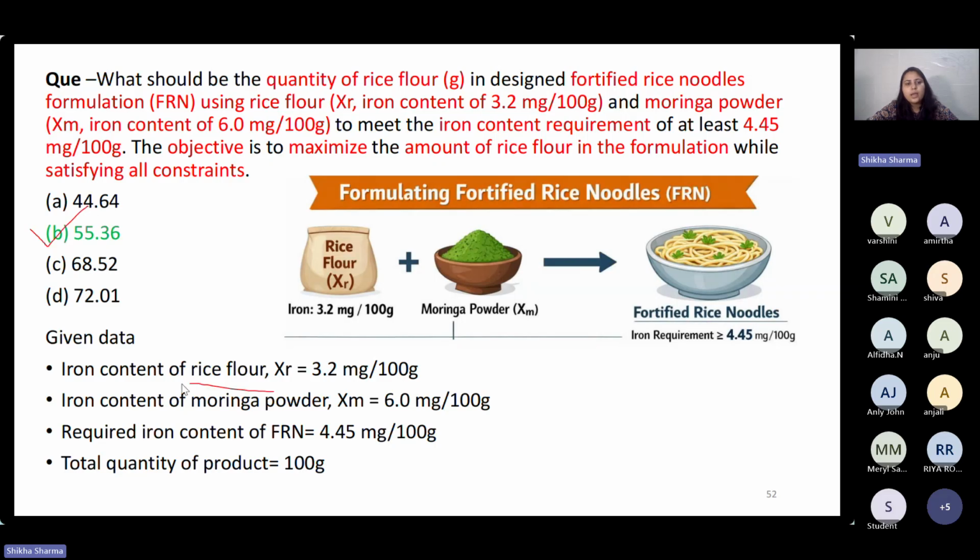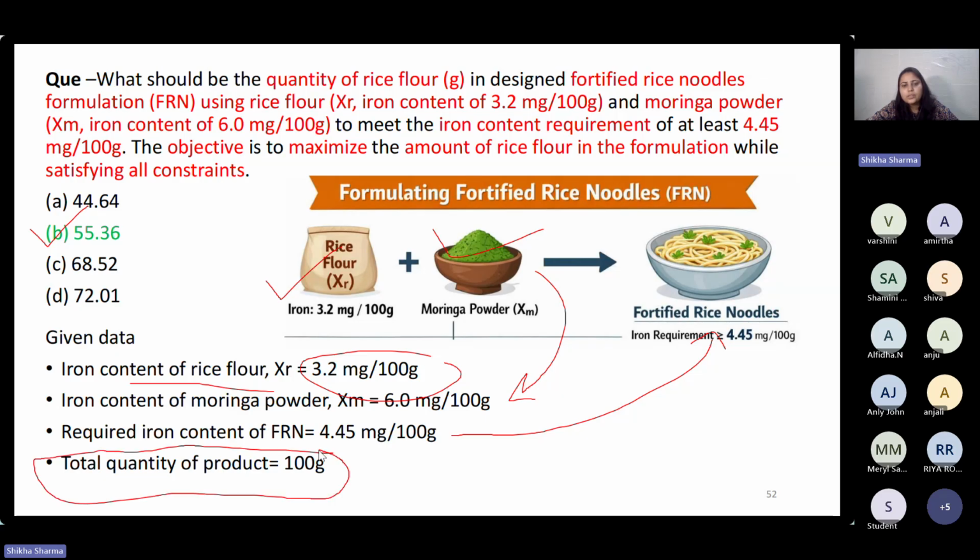Let's solve this question. So we got that the iron content in the rice flour is 3.2 mg per 100 gram, and in moringa it is 6 mg per 100 gram, and in fortified rice noodles we should get 4.45 mg per 100 gram. And since it's a case of linear programming, the total sum should be some constant. And we are saying that overall, the amount is 100 grams. So the total quantity of the product is 100 grams.